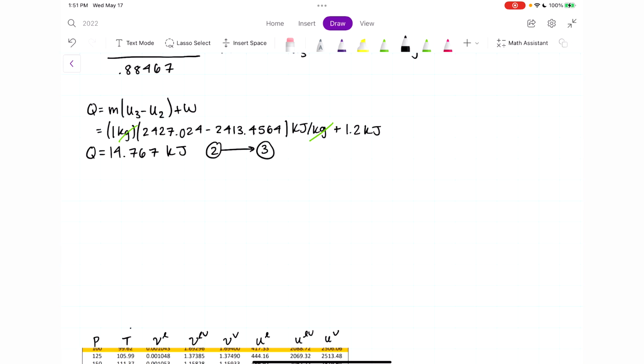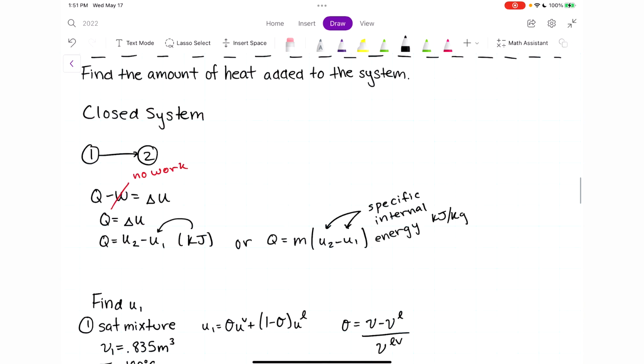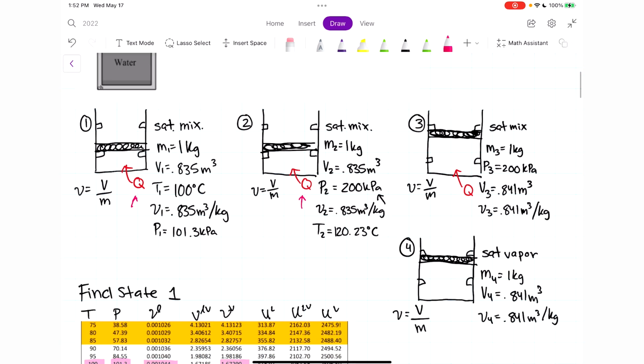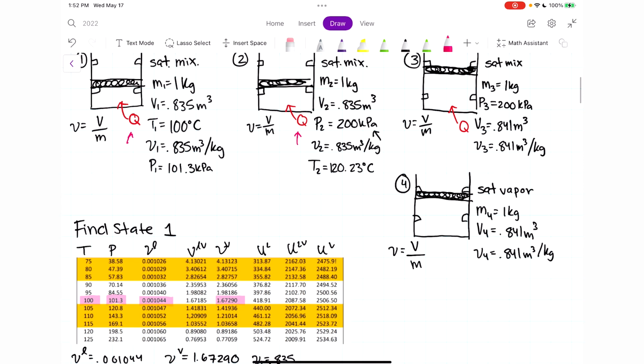Perfect. We're almost done. We found the first Q. We found the second Q. And now our final Q from going to state 3 to state 4. We find that Q, and then we add up all the other Q's together, and we figure out the total amount of heat that had to be added to this system in order to get it to become a saturated vapor. So now we are analyzing going from state 3 to state 4.